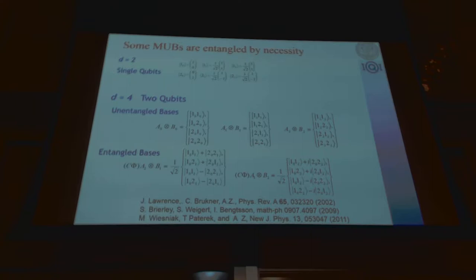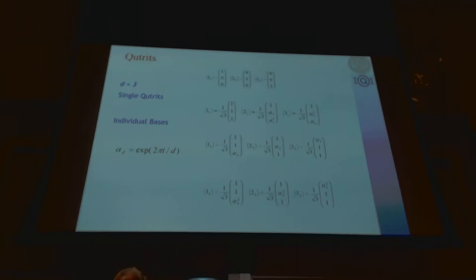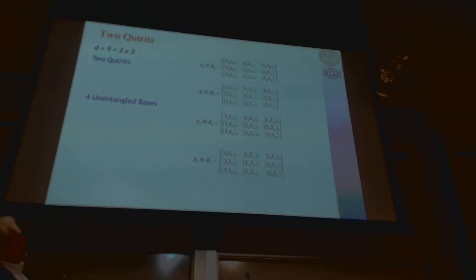And it gets worse for higher dimensions, as I mentioned before. Here's the case of 3 by 3, where you have 4 unentangled bases, because one of the factors determines how many of the unentangled bases you have. So 3 plus 1 is 4, and there are another 5 entangled bases.